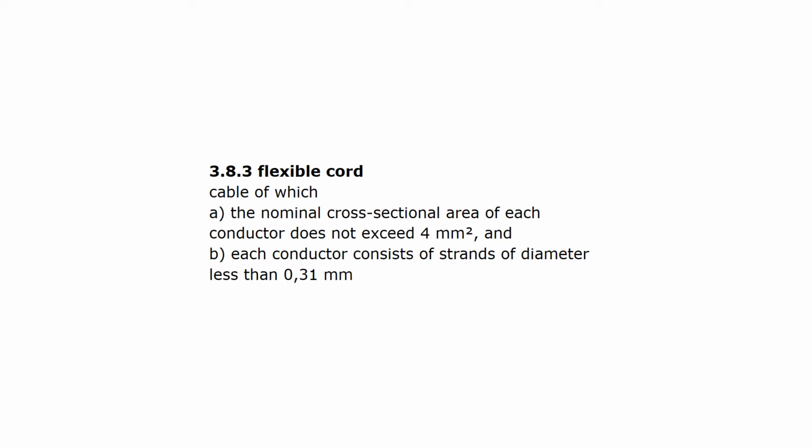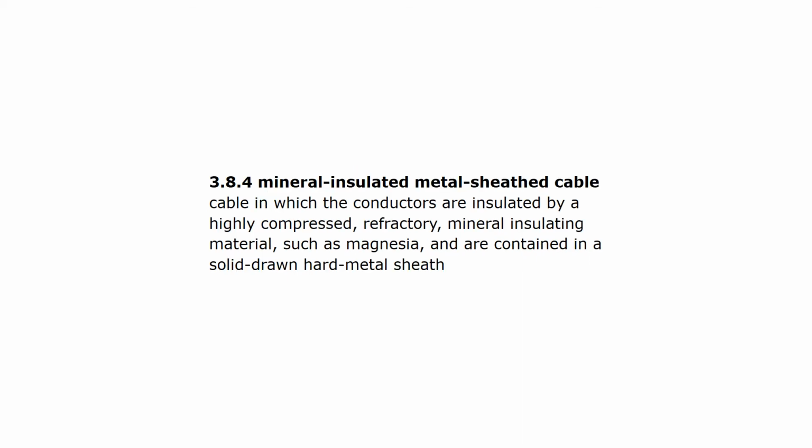Flexible cord: cable of which the nominal cross-sectional area of each conductor does not exceed 4 millimeter squared and each conductor consists of strands of diameter less than 0.31 millimeter. Mineral insulated metal sheathed cable: cable in which the conductors are insulated by a highly compressed refractory mineral insulating material such as magnesia and are contained in a solid drawn hard metal sheath.